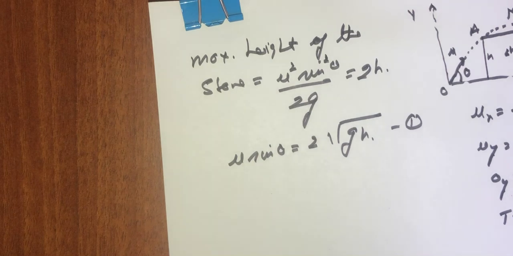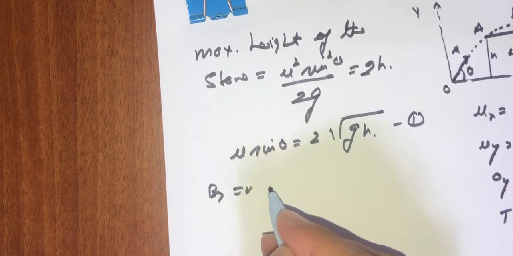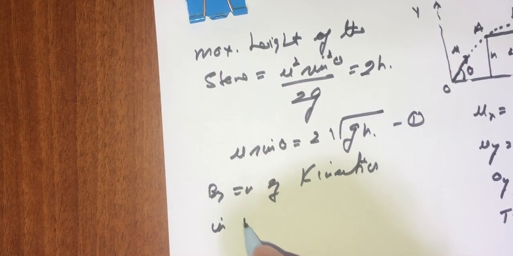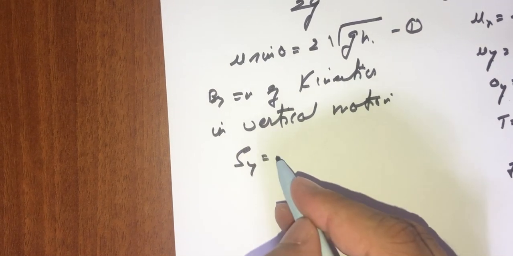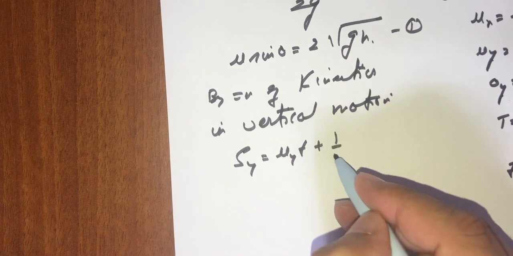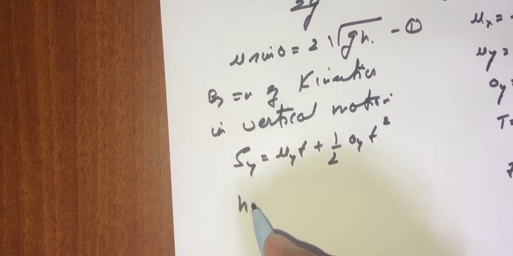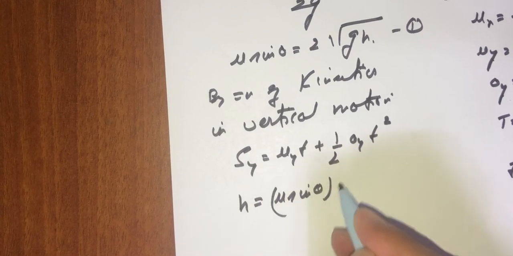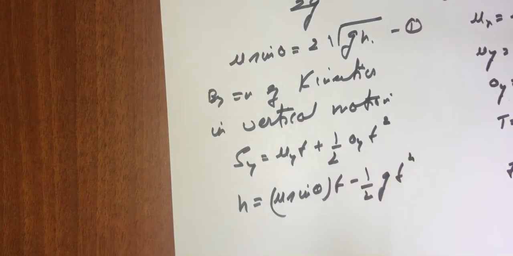Using the equation of kinematics in the vertical direction, we have S_y is equal to u_y t plus half a_y t square, and S_y is given as h. u_y we already know is u sin theta, into t. a_y is minus g, so this will be minus half g t square.